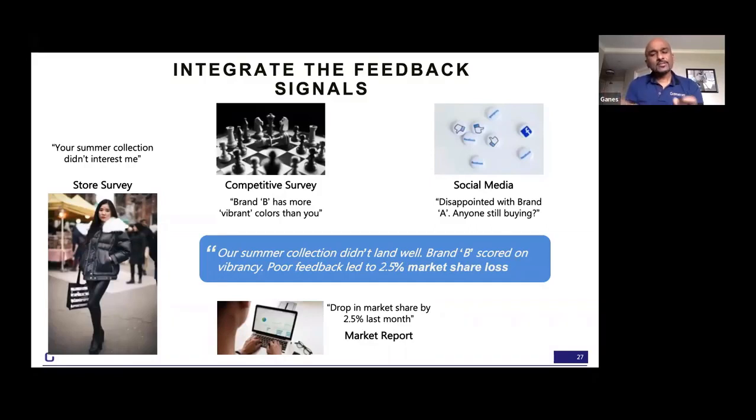Now, this is an actionable insight where all of your teams, the product teams and the distribution teams, and all of them can come together and take a decision as opposed to working in silos. That is the power of integrated, contextualized feedback.